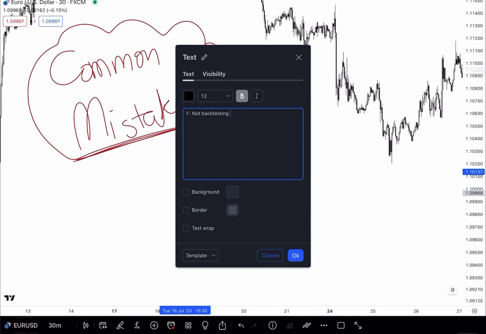The head movement, the telegraph, all these small details which come only with an intense amount of practice, which comes from discipline. That is the only way you will master a model. Not by watching my video once. Not backtesting enough. And two, not forward testing enough.